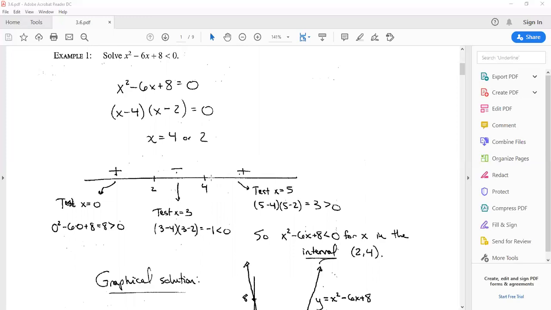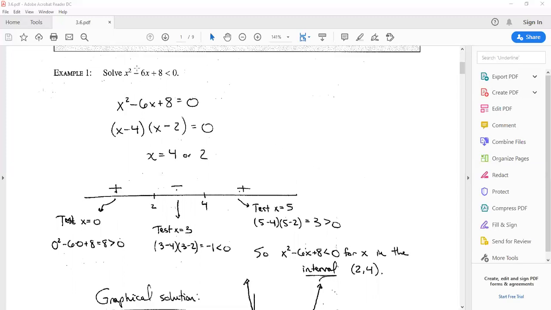Last but not least, we have the interval of numbers that are bigger than 4. My favorite one to test there is x equals 5, where again I'll evaluate the factored version of the polynomial. So we get (5 minus 4) times (5 minus 2). Those are both positive numbers, so the product is also positive. Therefore, this polynomial is positive all throughout this interval.